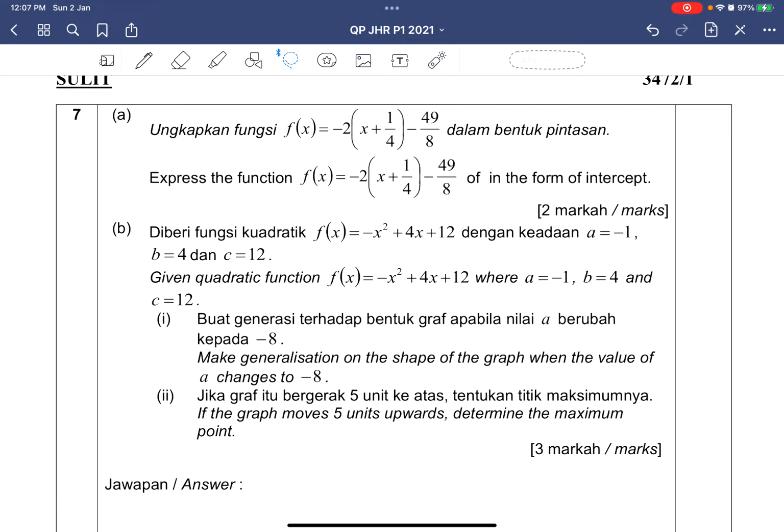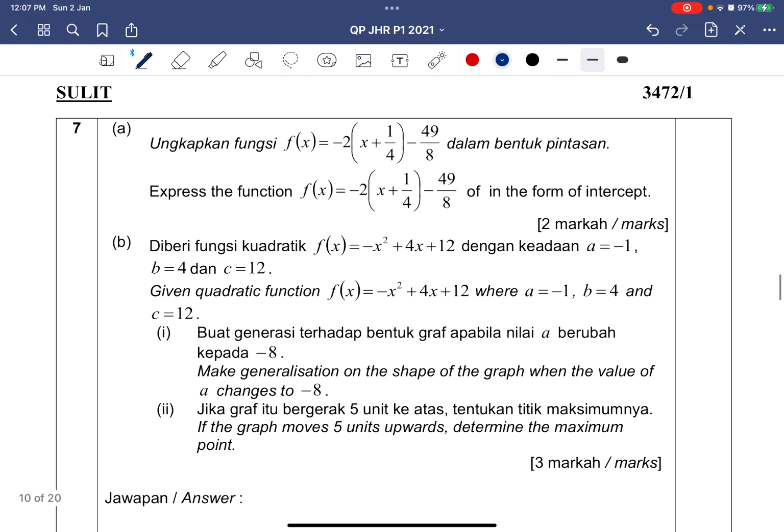Okay, so for Johor paper 1, question 7 is a quadratic function question. And for question A, there are several errors in the question. Since it is a quadratic function, there should be a square there. And there should be a positive. According to the mark scheme, it should be a positive. If it's a negative, the question is not solvable. So please amend this question.